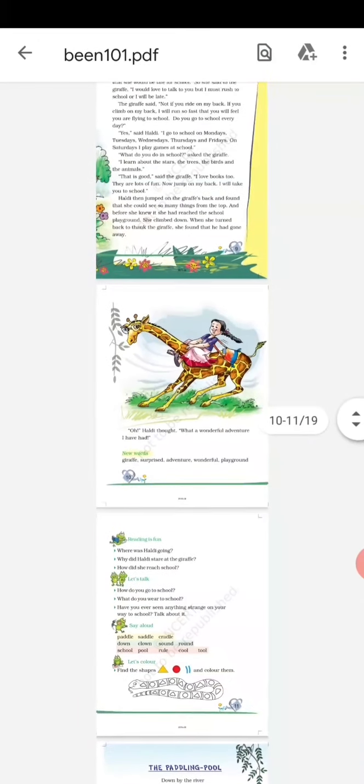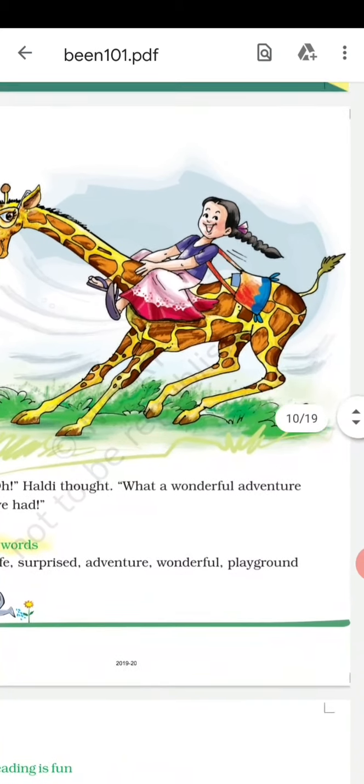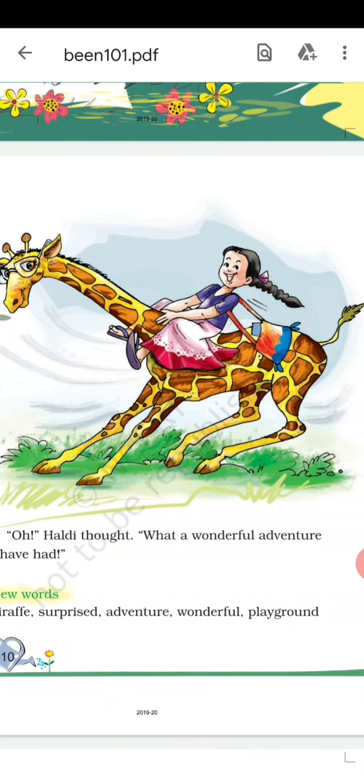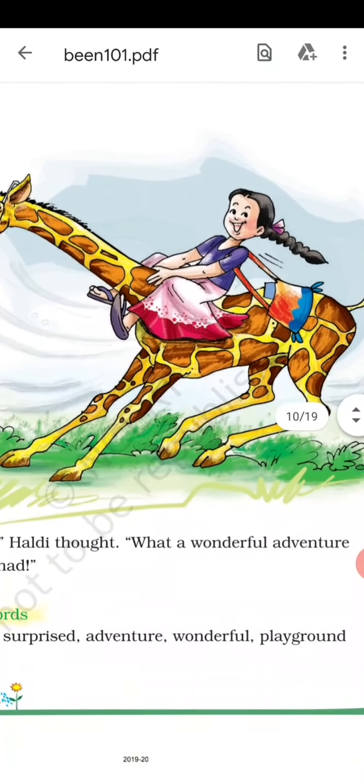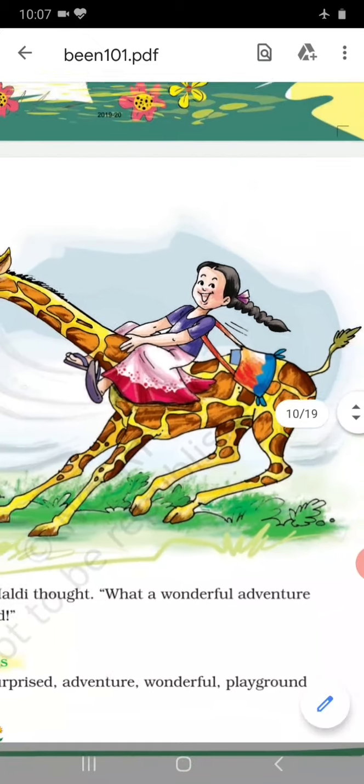Now, children, if you see this page, she is having a good ride. She's climbed onto the back of the giraffe and she's having a nice ride to school. See this? And she's got a bag also here and she's enjoying the ride to school.